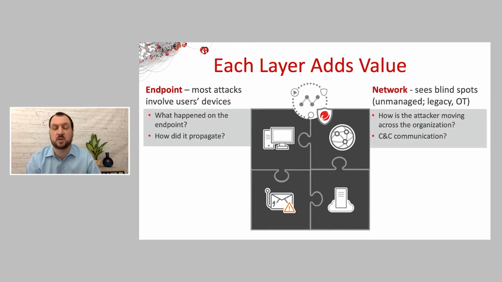things like C&C communication or data exfiltration. You need to be able to see exactly what's going on in the network, and ultimately, if things are being stolen, they have to be stolen over a network connection.